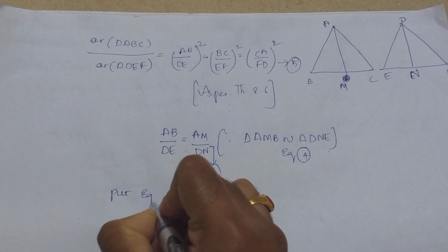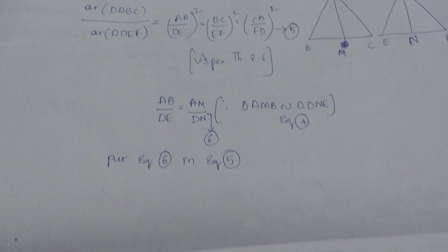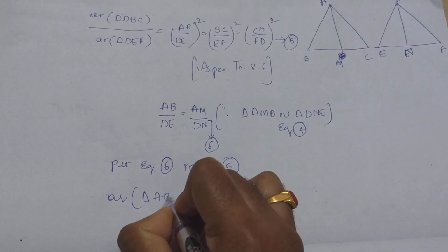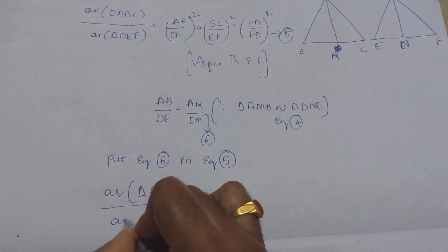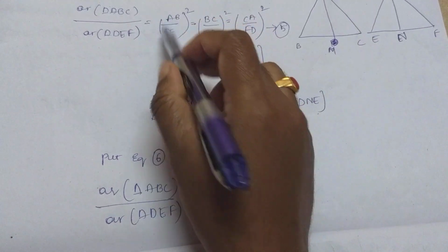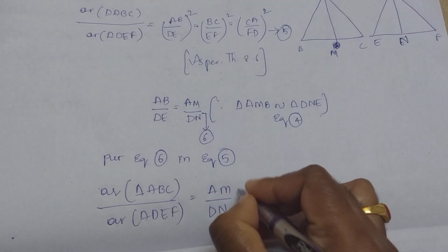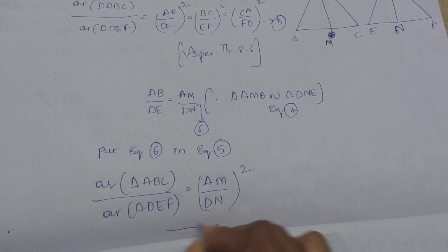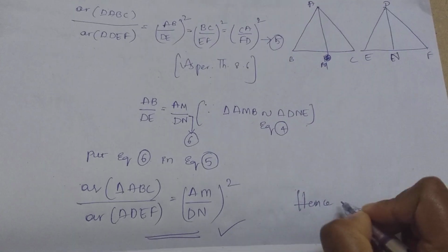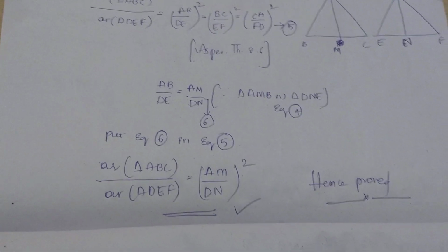Put equation 6 in equation 5. Let's see what we get. Area of triangle ABC by area of triangle DEF equals, in the place of AB by DE, I am substituting AM by DN. AM by DN whole square. Correct? This is what they asked us to prove, right? Hence proved. Let me re-explain this again.